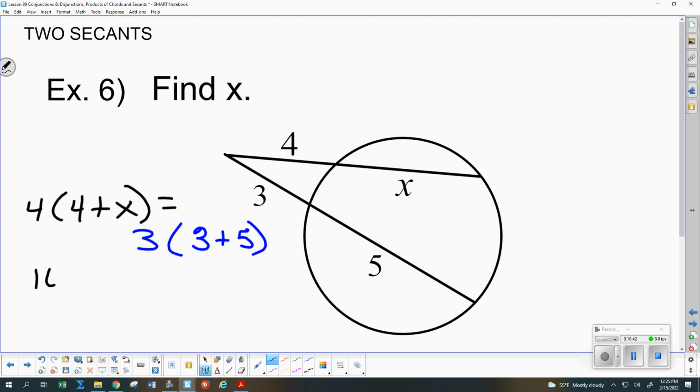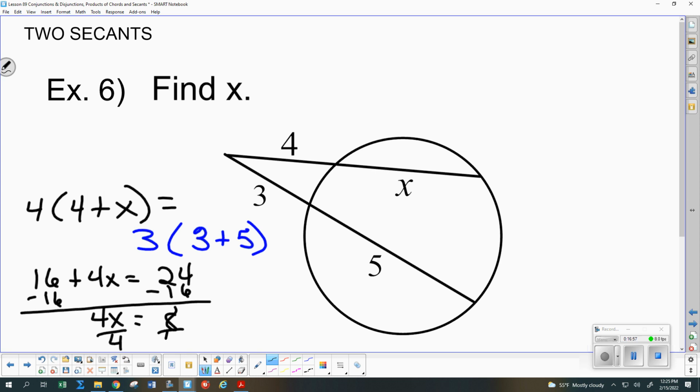And let's distribute. 16 plus 4x is 3 times 8 is 24. Everybody, what do I have when I subtract 16? 8, divide both sides by 4, and everybody, what do we get? So questions with that one.